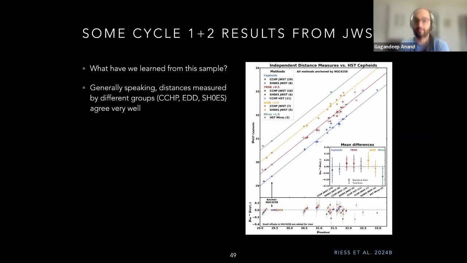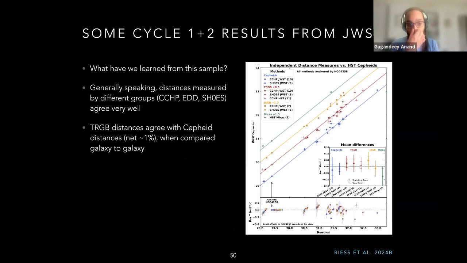And so generally speaking, I think the first point is that at the moment, distances measured by different groups, whether it's the Carnegie team, whether it's the SHUS team, whether this is the Cosmic Flows / Extragalactic Distance Database team, they agree very well, and so that's a good place to be. The TRGB distances, when you compare them between individual galaxies, so you're comparing the distance to the same galaxy, agree on average to within about 1%.